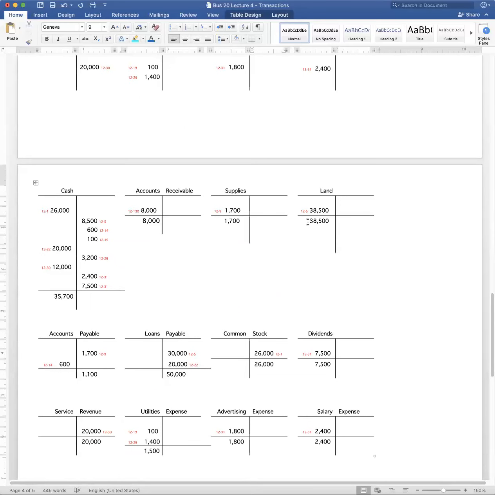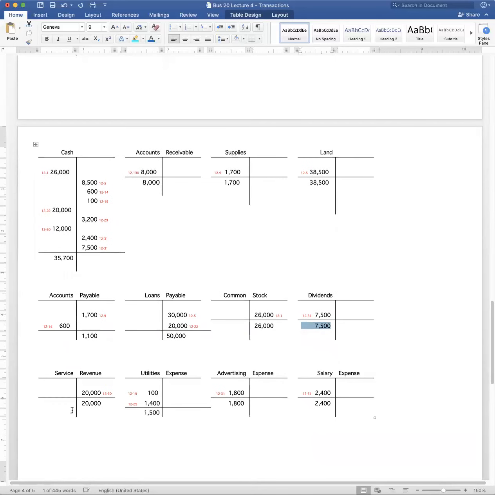Okay. For land, we have a balance of $38,500 debit, right? Often we like to hear that debit or credit because, of course, it makes a difference. Okay. Let's see a couple other easy ones. Clearly here we have a balance or a total of $26,000 credit in common stock, and we have a balance of $7,500 debit in dividends. We have a balance of $20,000 credit in service revenue, a balance of $1,800 debit in advertising expense, and a balance of $2,400 debit in salary expense.